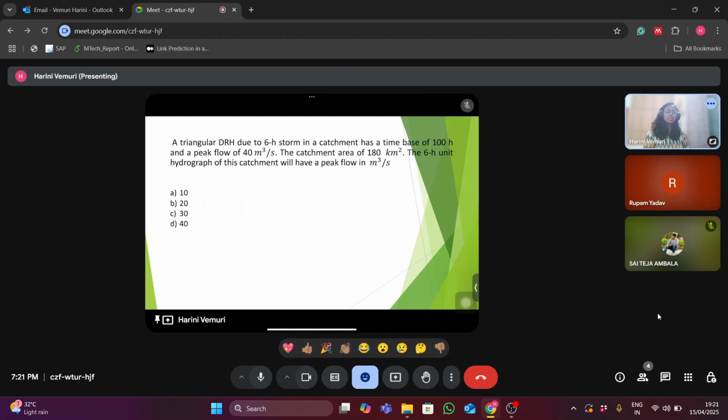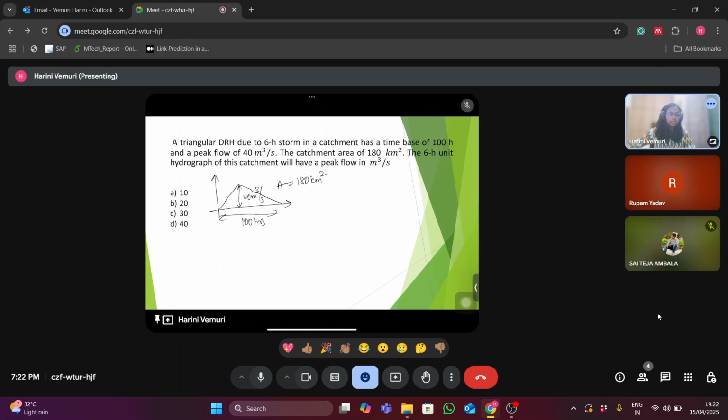Then the next question is: a triangular direct runoff hydrograph due to a 6-hour storm in a catchment has a time base of 100 hours and a peak flow of 40 meter cube per second. So the hydrograph would look like this. And this they're saying is 100 hours. Peak flow they're saying is 40 meter cube per second. And the area of the catchment is 180 kilometers square. They're asking what is the peak flow for a 6-hour unit hydrograph.